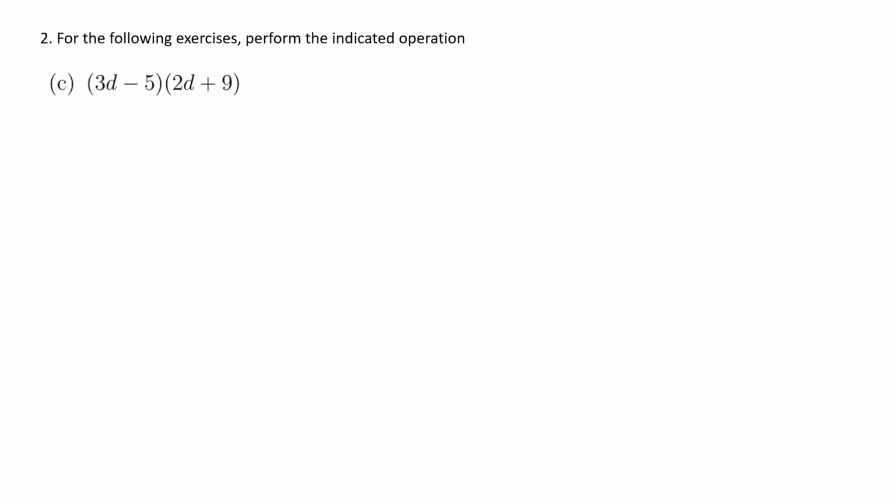All right, for the following exercise, perform the indicated operations. So it looks like here we are multiplying. Remember that parentheses is implied multiplication. So you can do this several ways. I know there's a box method or table method. I tend to just do this very systematically.